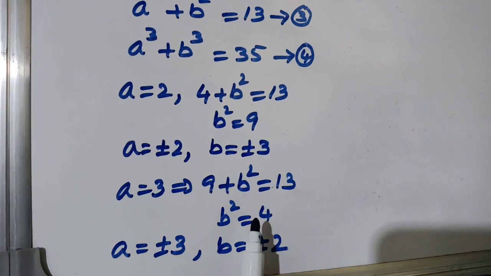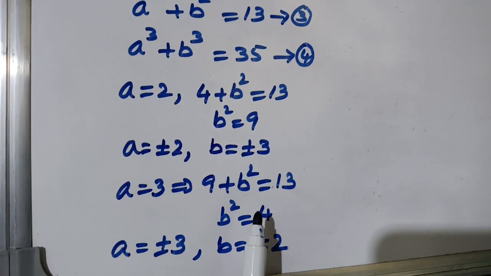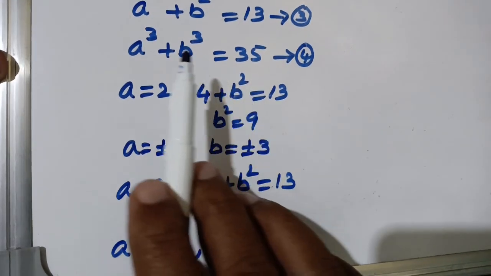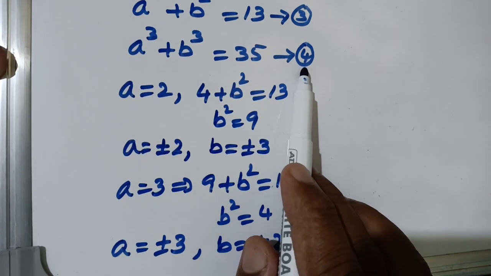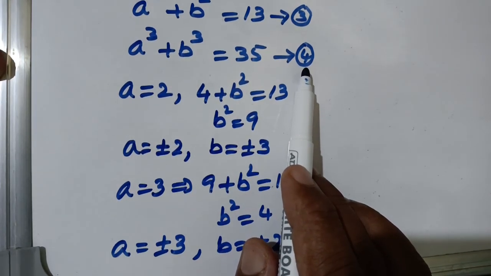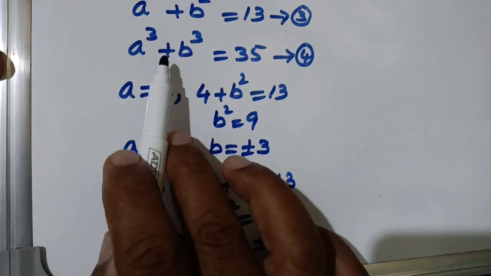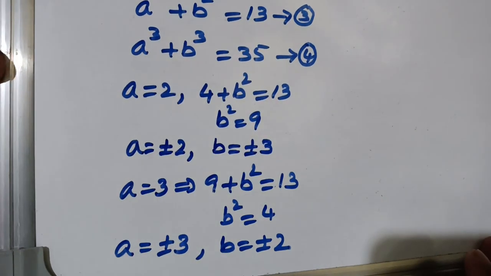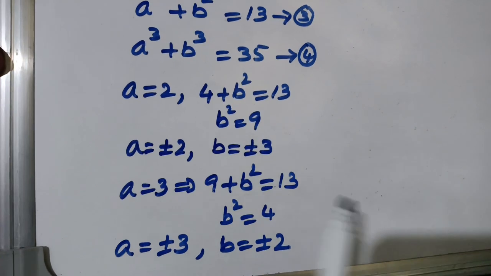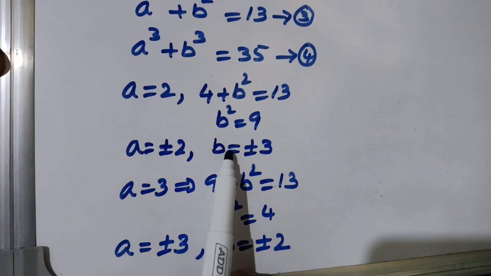But the condition is the values which I obtained here should satisfy equation 2 also, which is root x plus root y is equal to 35. And here in terms of a and b, the equation is changed to equation number 4, that is a cubed plus b cubed is equal to 35. Here I am substituting a and b, not x and y. So the values of a and b, if I substitute directly in this equation 4, it should satisfy. As the power is an odd number, cube, if I take a plus value for a, the same plus value for b I have to take.